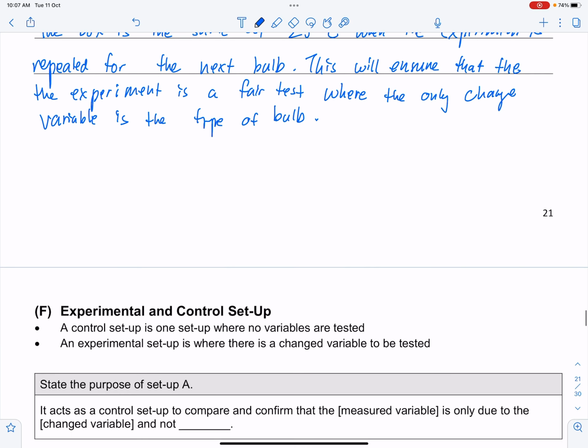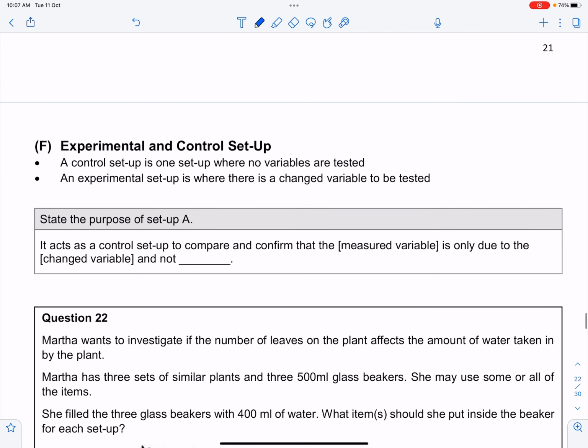Right. Next, we're moving on to something new. It's called experimental and control setup. Alright? So what is a control experiment? A control experiment is an experiment where no variables are tested. In contrast, an experimental setup is where a change variable is tested.